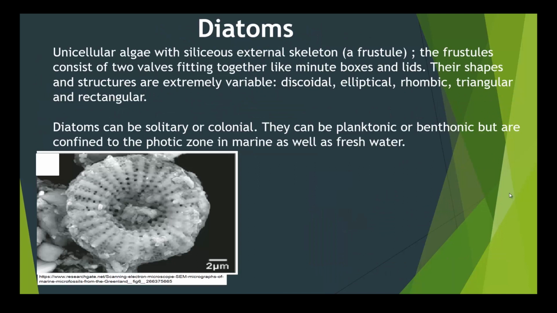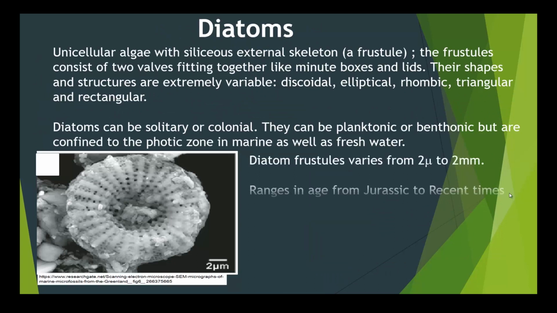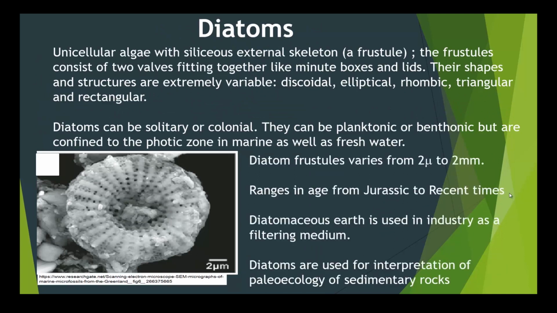They can be planktonic or benthonic, but are confined to the photic zone only in marine as well as fresh waters. Diatom frustules vary in size from 2 microns to 2 millimeters. They range in age from Jurassic to recent times. Diatomaceous earth is used in the industry as a filtering medium. Diatoms are used for interpretation of paleoecology of sedimentary rocks.